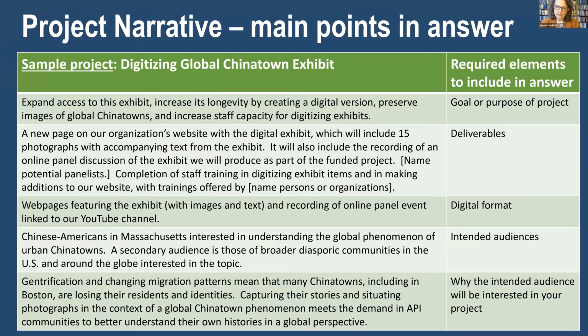And so what I'm doing here, just to say, is this isn't going to be your full answer, but I'm trying to at least gesture towards the kind of things that you want to cover in that answer. In terms of deliverables, you might say that we're going to have a new page on our organization's website with the digital exhibit. It's going to include 15 photographs and accompanying text from the exhibit. And you might elaborate later that your project director, your humanities person, is going to be curating what to choose from the exhibit and thinking about the rationale for that. It will also include the recording of an online panel discussion of the exhibit that you're going to produce as part of the funded project.